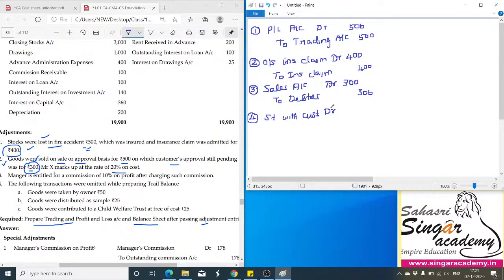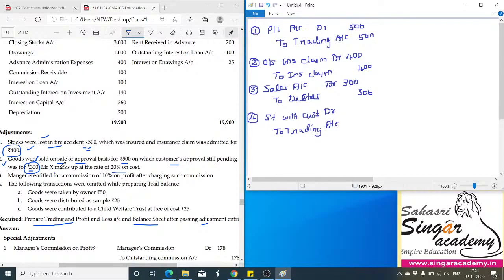As it is not a sale, the stock is not the customer's stock. It's our stock. So you have to bring it back to the asset side of your balance sheet. And by crediting that in the trading account, you are able to find out the real profit. So stock with customer account debit to trading account.